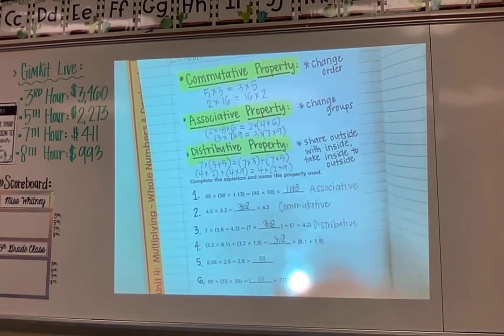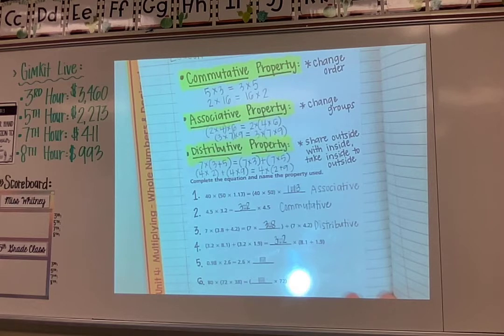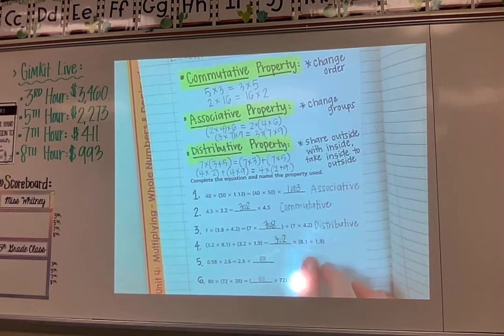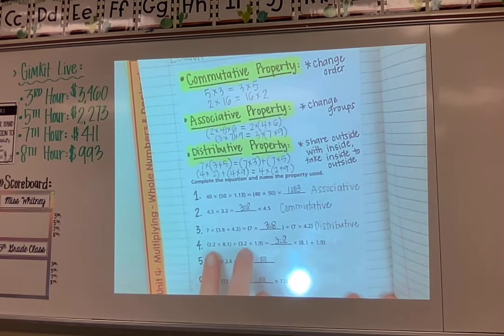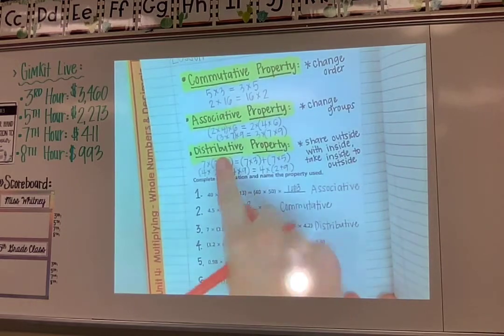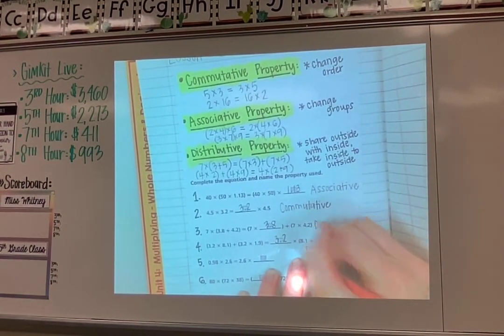And then we have to think, did they change the order? Did they change the groups? Or were they sharing the outsides and the insides? Again, there's a lot going on here. They didn't just change the order. They didn't just change the groups, so it must be sharing the outsides with the insides. They took this on the inside and they moved it to the outside. So that would mean that I need to write down distributive again, because there's a lot going on.